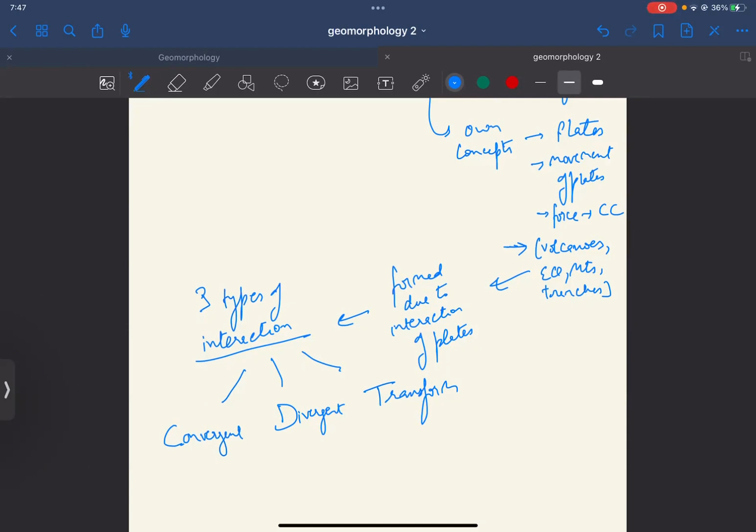First of all, you need to know these. All right. So now, using these three types of interaction, it will try to explain the various landform features.